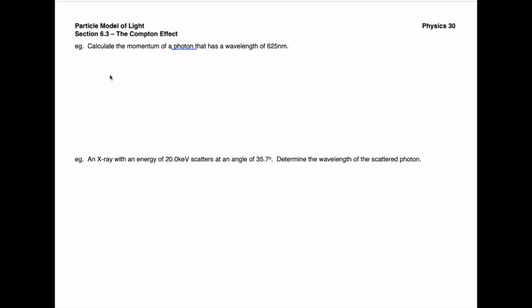In this case, of course, we have a photon. And so for the momentum of a photon, we'll just use that h over wavelength. Now, if we're given an energy, we can use the E over c. If we're given a frequency, we can use that equation. If we're given a wavelength, h over wavelength is what you'll want to be using.